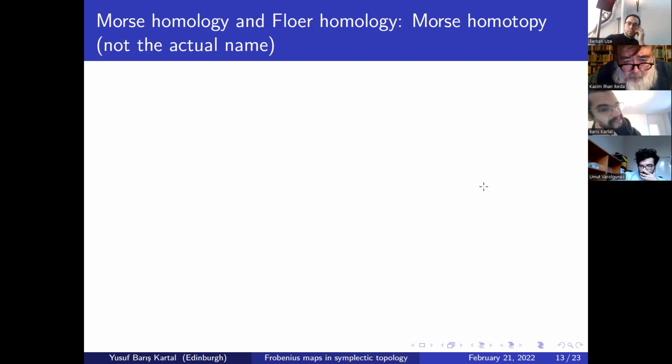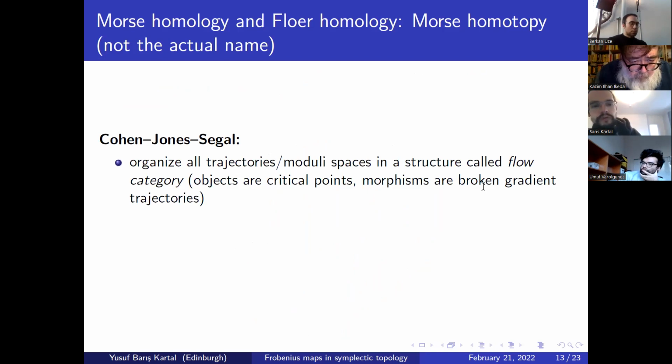So let me say a little more about this. How do you say anything about the homotopy type using Morse theory? I took this title, Morse homotopy, but it actually has a different meaning in the literature, so it's not the actual name. It's an idea of Cohen-Jones-Segal that you can organize all the trajectory moduli spaces in a structure called the flow category. So the objects of the flow category, in the previous example, are just Morse critical points, and the morphisms are broken gradient trajectories.